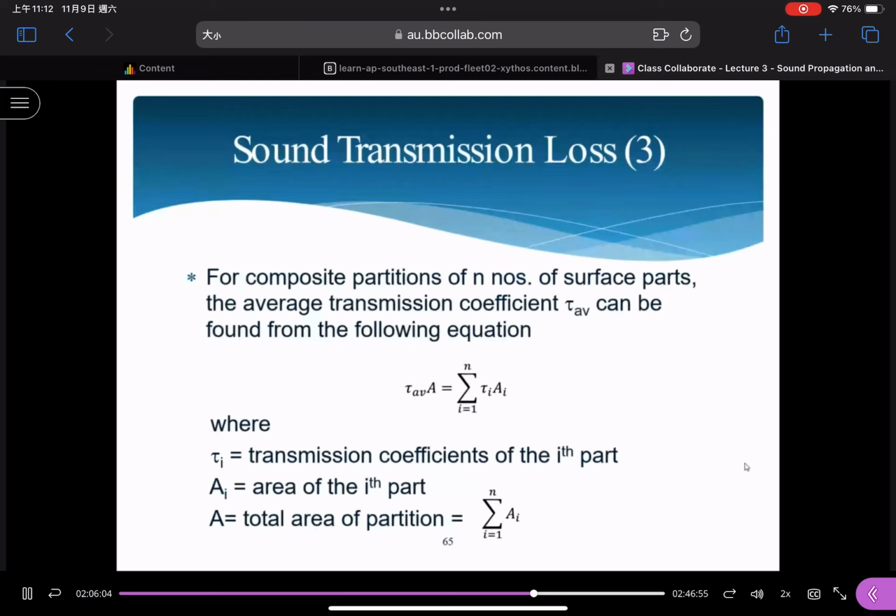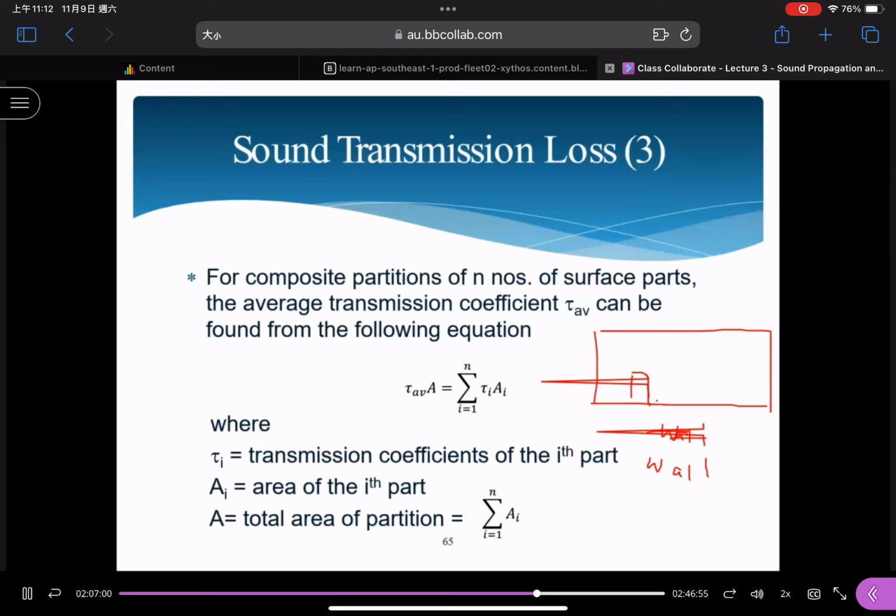And how about this one? How to calculate the sound transmission loss? Why do we have this equation? Let's say we just have a wall. If we just have a wall, we have a single value for its sound transmission loss, correct? When sound waves pass through this one. But now, if on this wall we have a door, we have two components, correct? In this case, we need to find out the average sound transmission loss. We need to follow these equations.